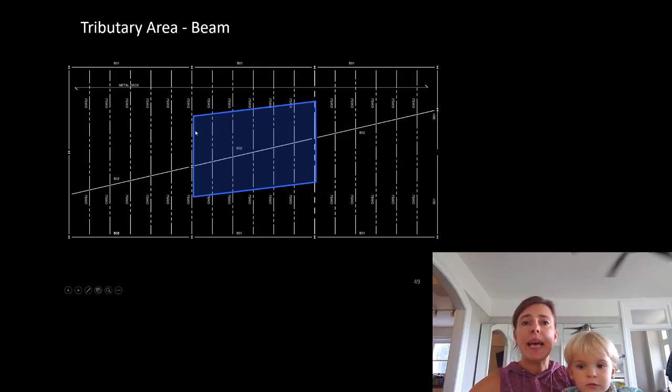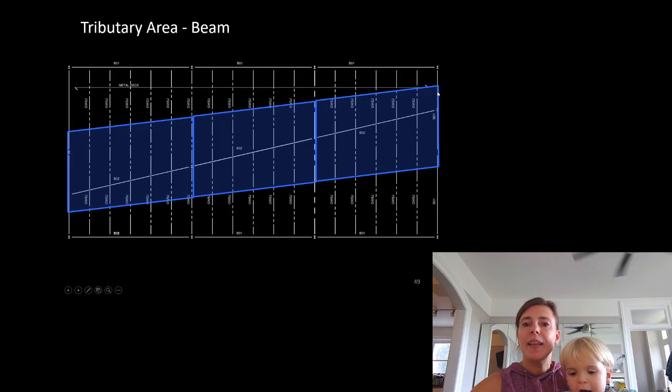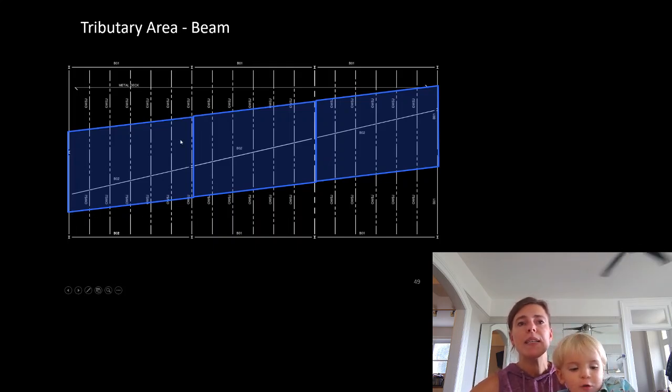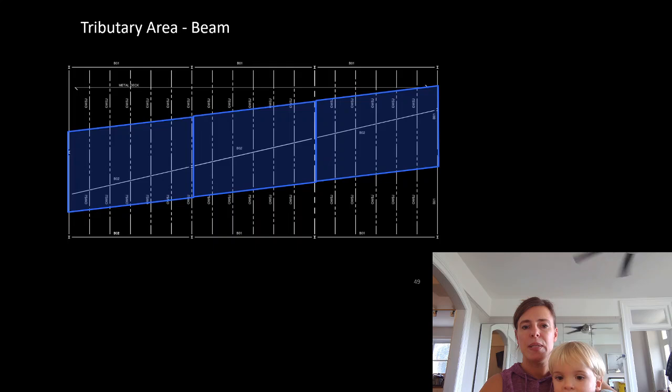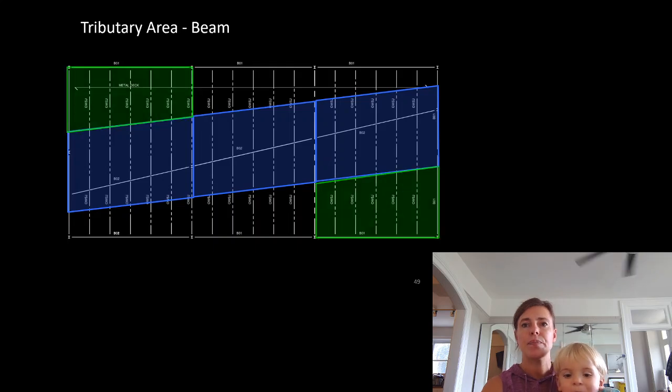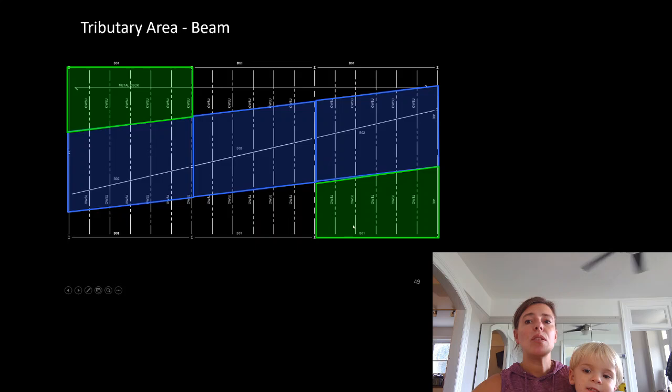So we can see that even though these vary, the sum of both sides evens out. These two do the same thing: it picks up half of all of these, and it picks up half of all of these, and these tributary widths stay the same. So oddly enough, these three beams are all going to end up with the same design.